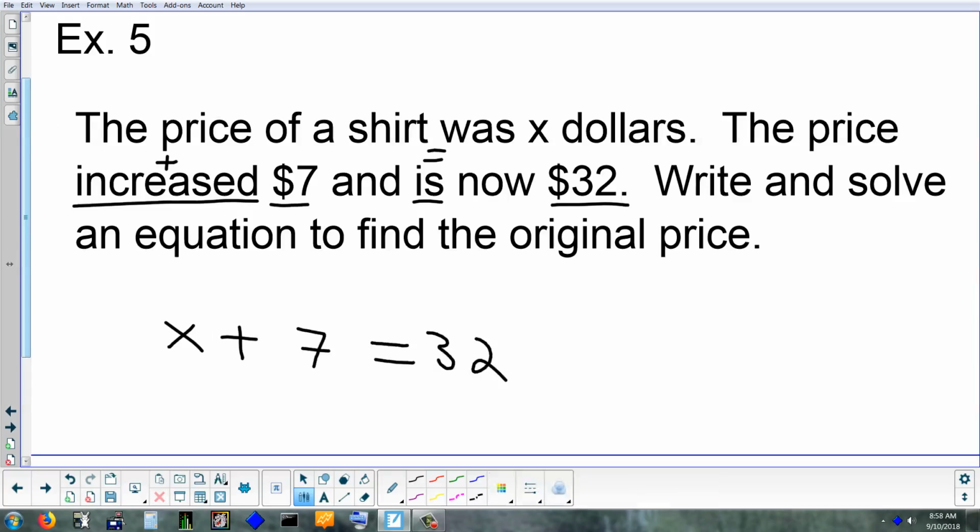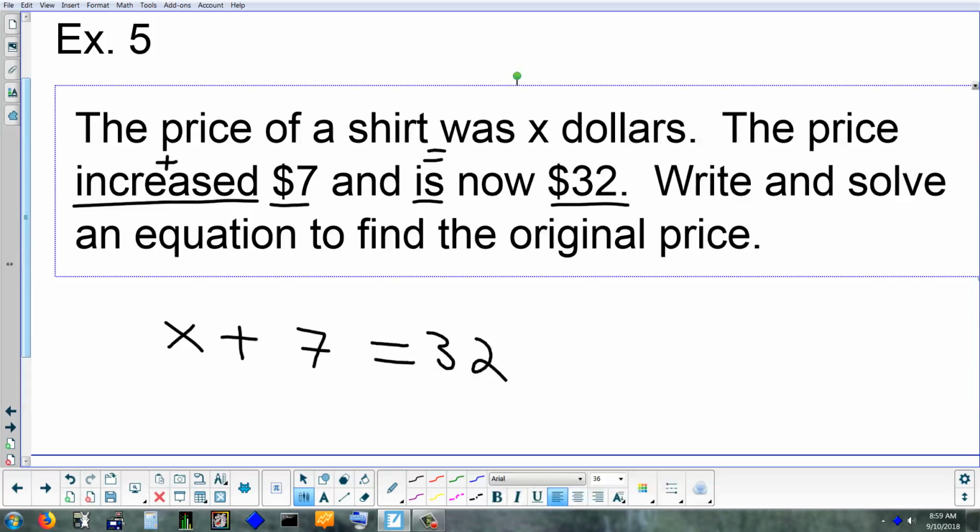Now we've kind of taken out all the words from the word problem. Now we just have an equation. Okay, that's probably the hardest part in a word problem: trying to take what they give you and turn it into an equation.